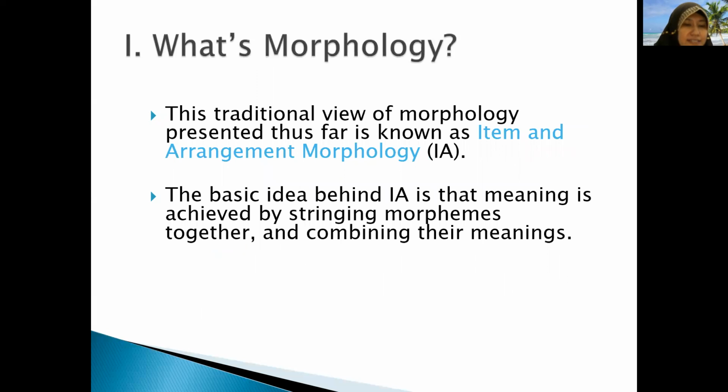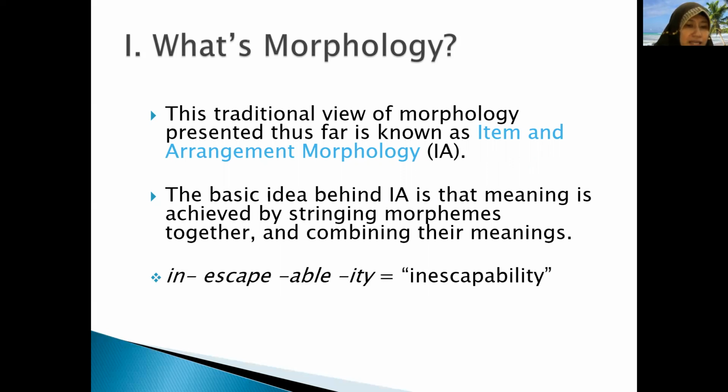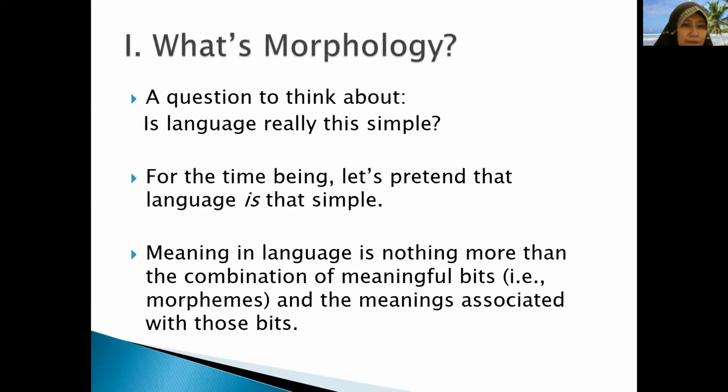This traditional view of morphology presented thus far is known as item and arrangement morphology, or IA. The basic idea behind IA is that meaning is achieved by stringing morphemes together and combining their meanings. In plus escape plus -able plus -ity becomes inescapability. This is the example of IA.